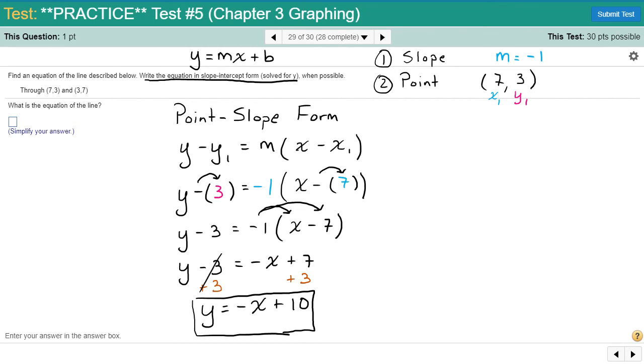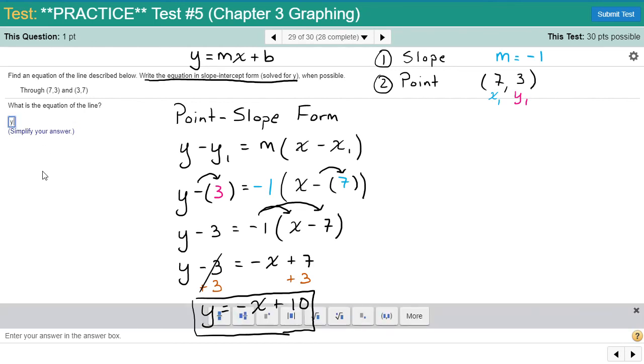Let's go ahead and type our final answer. So we have y equals -x plus 10. And there we have number 29.